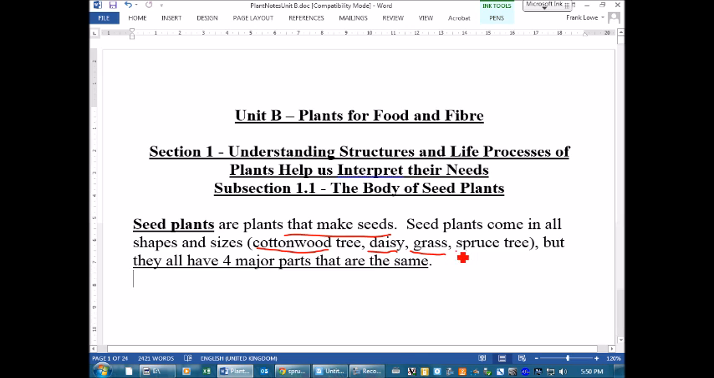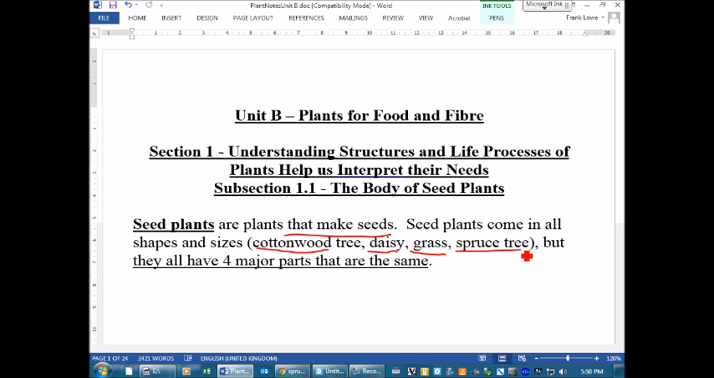Okay, spruce trees, they're a much different type of seed plant, but they are just as much a seed plant as any of these. They produce seeds. But we don't talk about them as seeds. Parts of their cones have seeds. It looks a little different than what we typically consider.